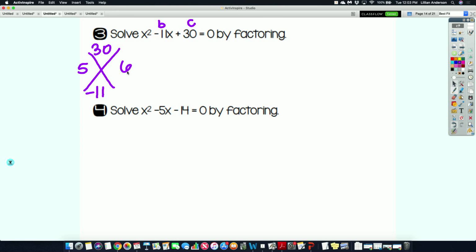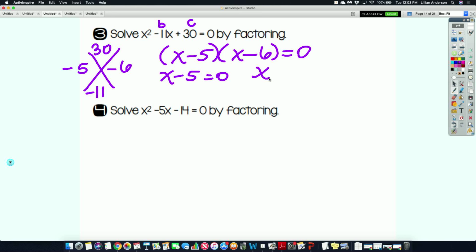They both have to be negative. So then that gives you x minus 5 times x minus 6 equals 0. That is what x squared minus 11x plus 30 factors down to. But because I'm solving, I have to set both of those factors equal to 0. So my two solutions are going to be x equals 5 and x equals 6.